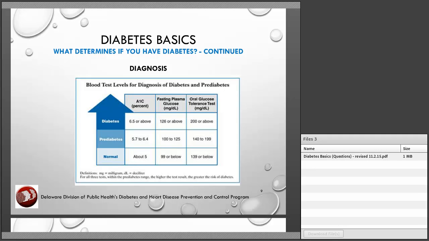And then the oral glucose tolerance test, if you're 139 or below on that measure, milligrams per deciliter, you would not be considered diabetic at all. Between 140 and 199, you might be considered pre-diabetic. At 200 or above, you would be considered diagnosable with diabetes.